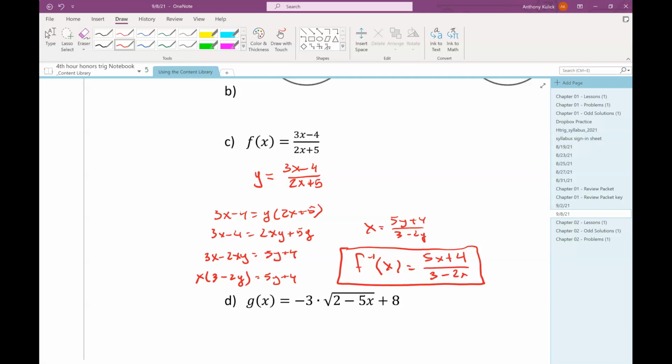Is that okay? Yeah, I was just getting something completely different. Okay, so probably just made a little algebra mistake or something. And then D would be the same sort of thing, right? Or do you want to do that one? Sure.